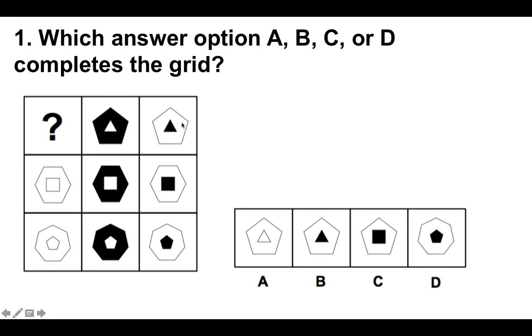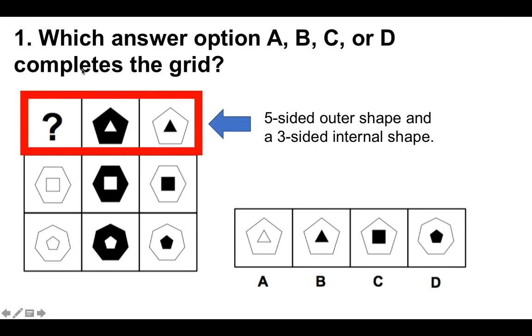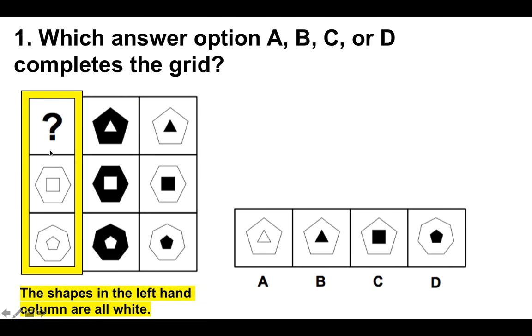If we look at this area here across the top, you will see that we also have 5-sided outer shapes, so 1, 2, 3, 4, 5, and then inside we have triangles, which are 3-sided internal shapes. Then also if we look to the left, as I've already mentioned, the shapes in the left hand column are all white, both outer and internal. So we can quickly look across here and see there's only one of them that it can be, and that is answer A. It can't be anything else. And when you practice loads of these, you become really, really fast at them. Let's have a go at another one.